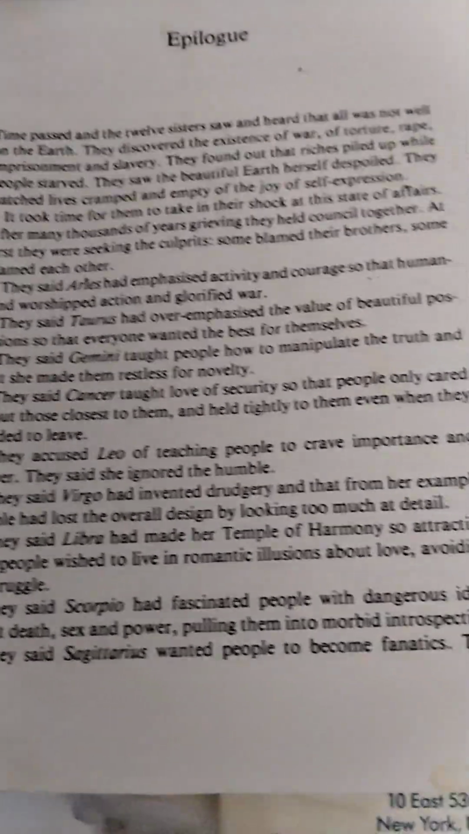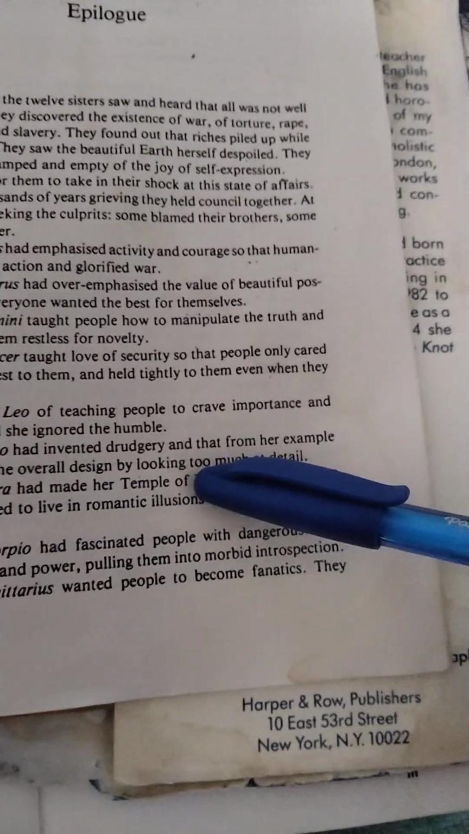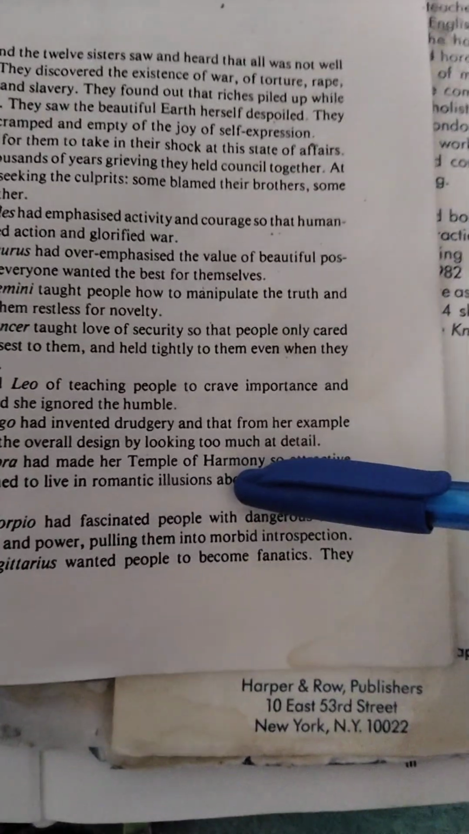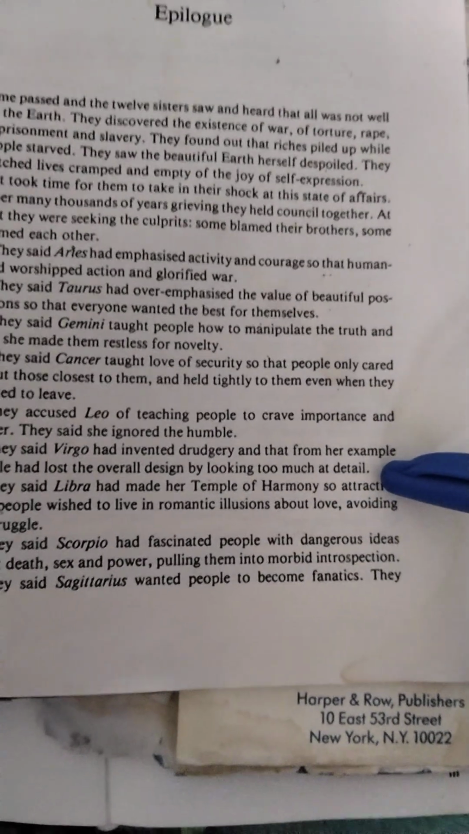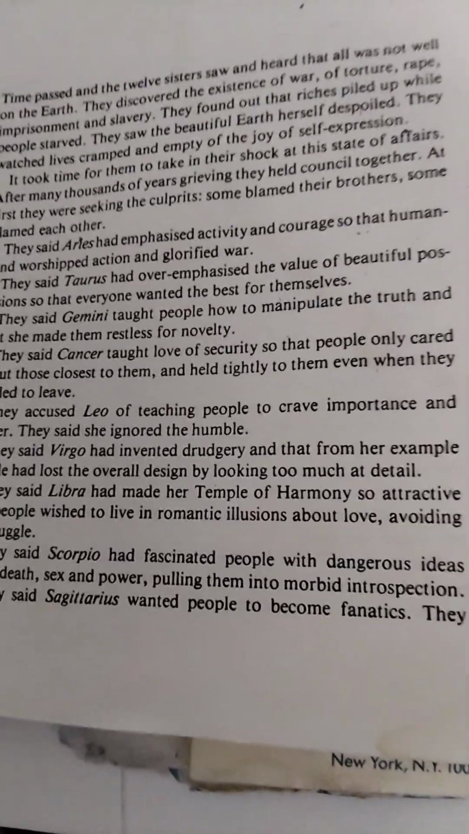Leo, they accused Leo of teaching people to crave importance and power. They said she ignored the humble. Look at me, notice me, validate me, me. Similar to Aries. Aries also has that energy. I'll get into that later. Virgo invented drudgery, and from that, people lost overall design by looking too much into detail. So Virgo is the details, right? But don't lose yourself with the little details. Look at the big picture, Virgo, and don't over criticize and over discern, and it'll get you stuck.